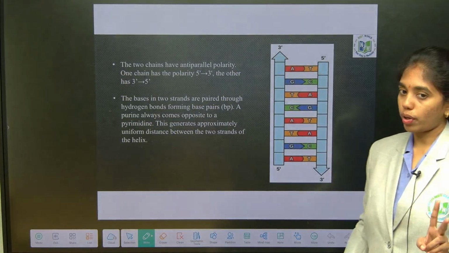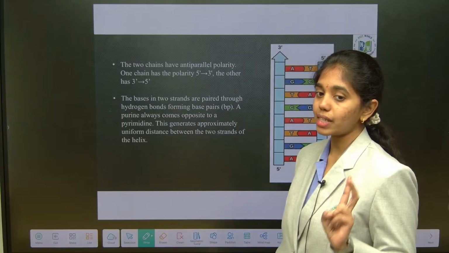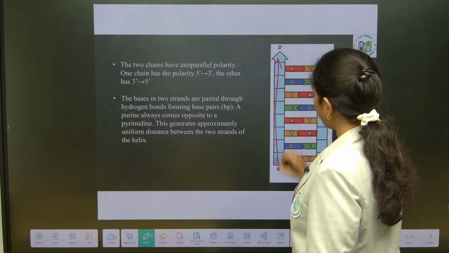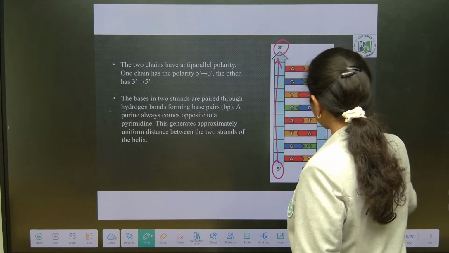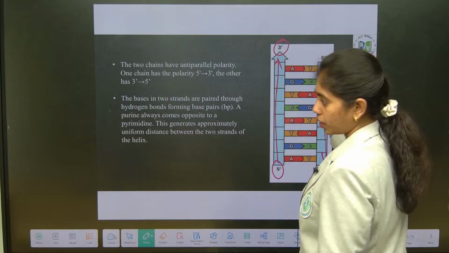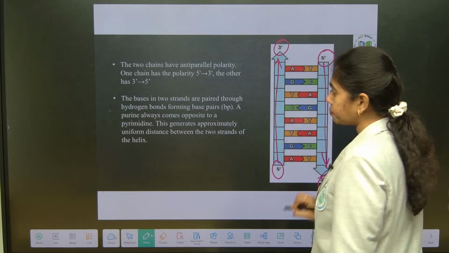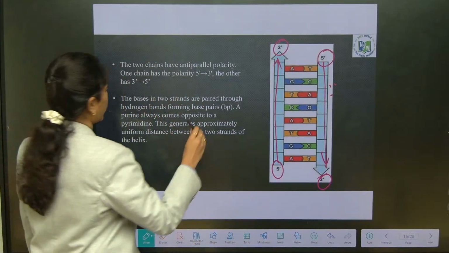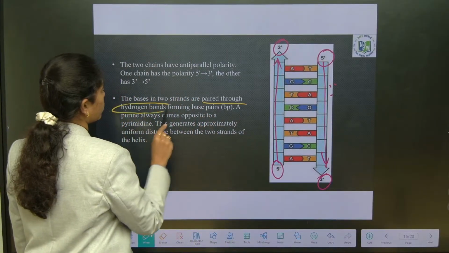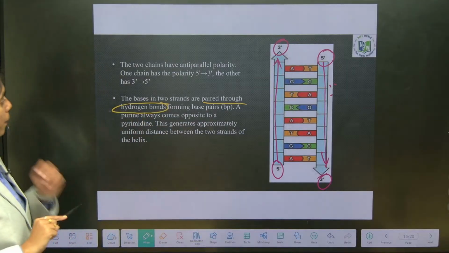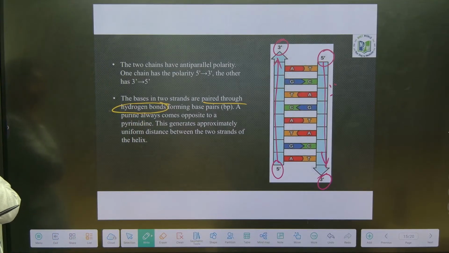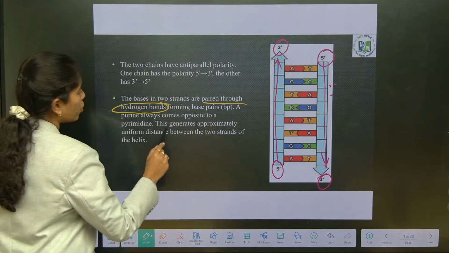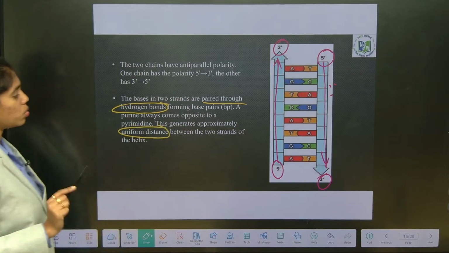And two more important points. One is complementarity, second is anti-parallel orientation. One polynucleotide chain runs from 5' to 3' and the other runs in the anti-parallel direction, from 3' to 5'. The bases in the two strands are paired through hydrogen bonds, forming base pairs. A purine always comes opposite to a pyrimidine. This generates approximately uniform distance between the two strands of the helix.